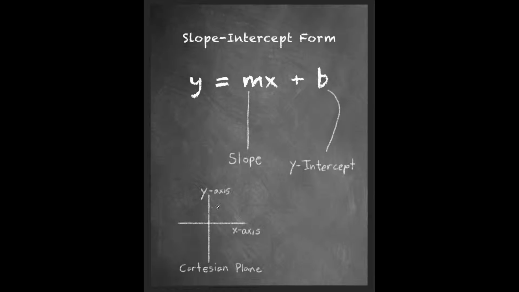So anyway, what we use this form of a line to do is to graph the line on this Cartesian plane. So let's just go ahead and jump in and try an example. Let's try the simple line of 4y minus 3x equals 8.